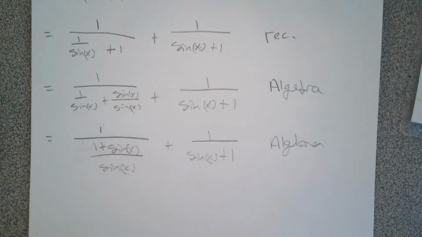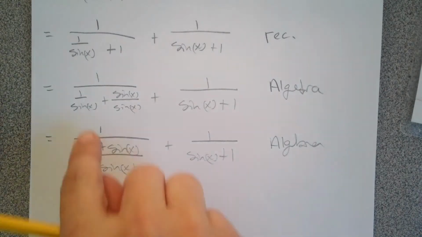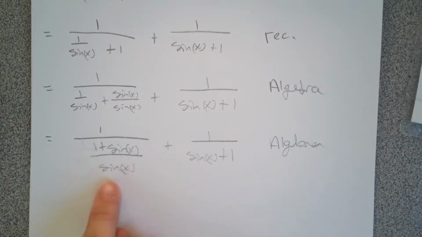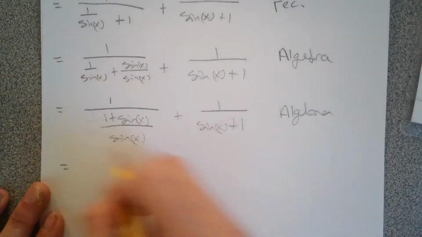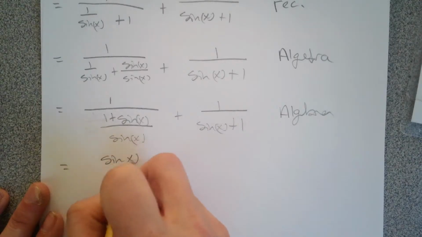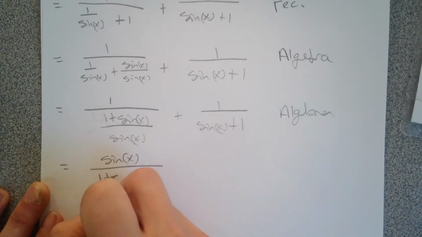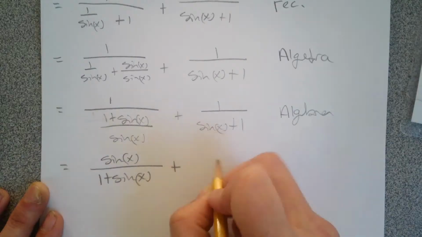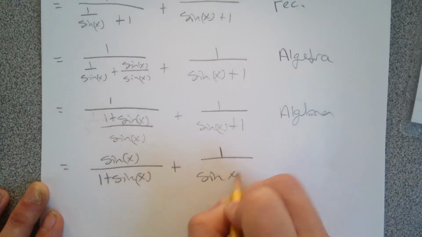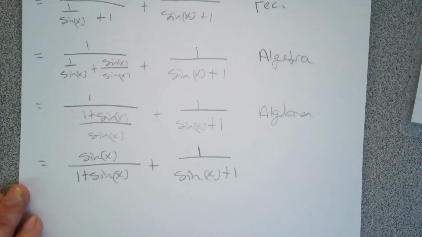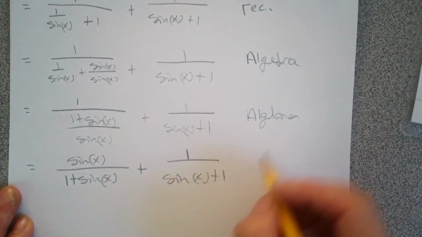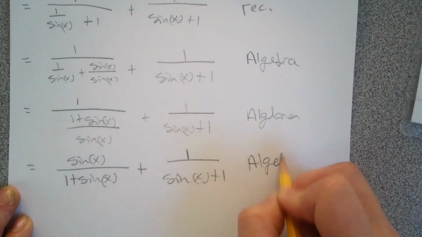Now I could do 1 divided by 1 plus sine of x over sine of x and then multiply by the reciprocal, right? So this is 1 times the reciprocal. That's how we divide fractions. Y'all with me? Okay. So then this just becomes sine of x over 1 plus sine of x plus 1 over sine of x plus 1. What did I use to do that? I just used some more algebra. All of this is just algebra.